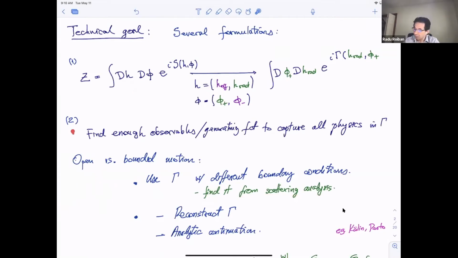In the second kind of approach, one has two options. One could basically reduce this to problem one, that is, use the observables to find gamma, and then use that for whatever purposes one desires, for example, discussing bounded motion. Alternatively, one could attempt to take directly the observables and analytically continue between open and bounded motion, as was formulated by Kalin and Porto not too long ago.